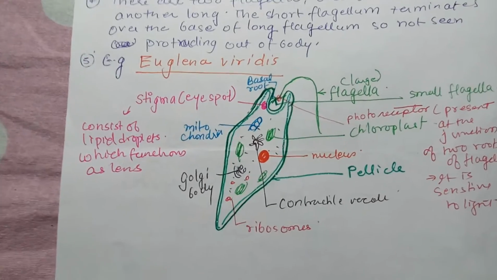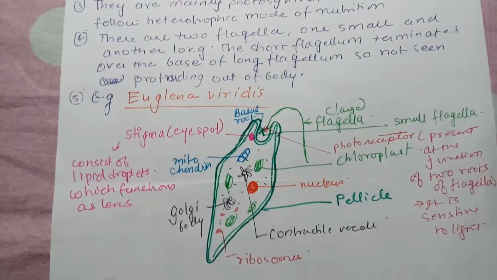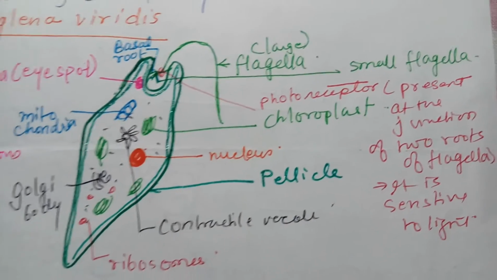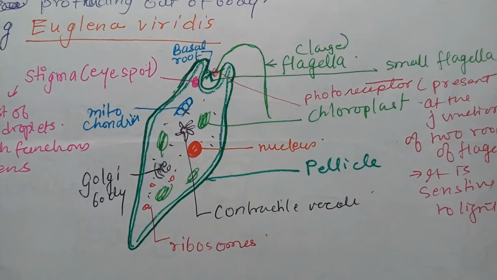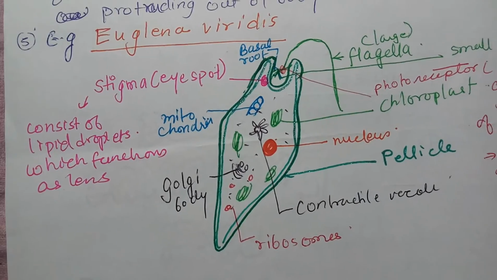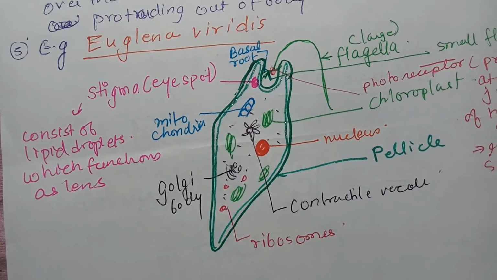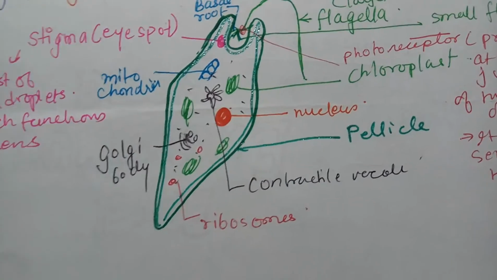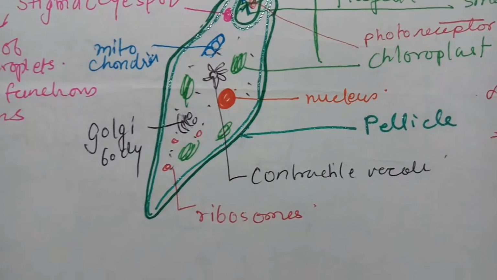Now if you look at the structure of Euglena viridis, there is no cell wall. The pellicle is the outermost layer, which is made up of protein. It makes the Euglena flexible. Then all the cell organelles which are present in a eukaryotic cell are present over here, and an extra contractile vacuole is present.